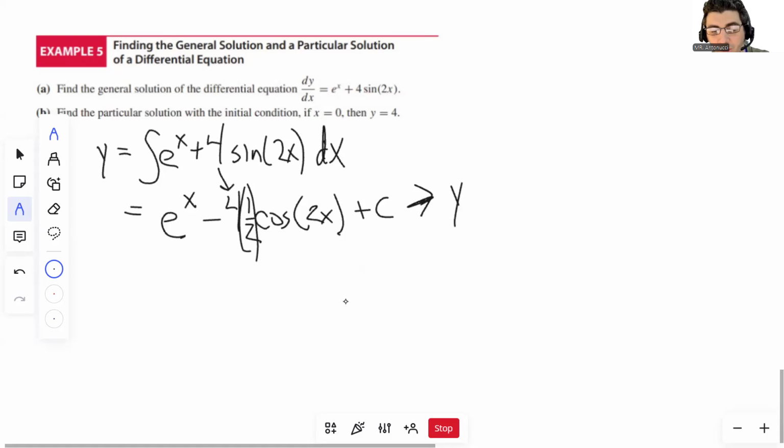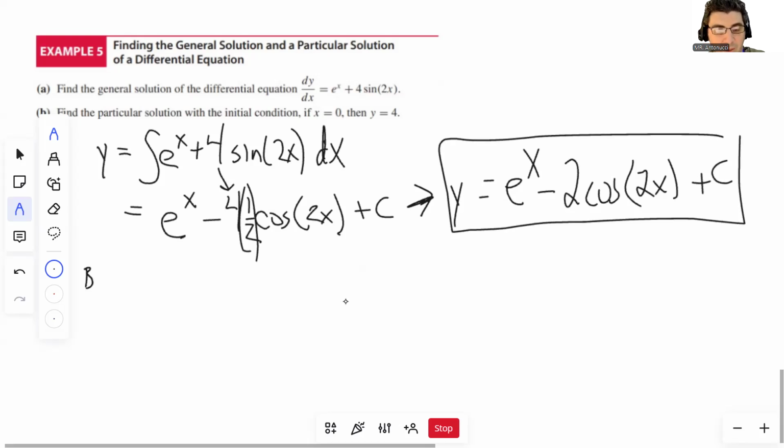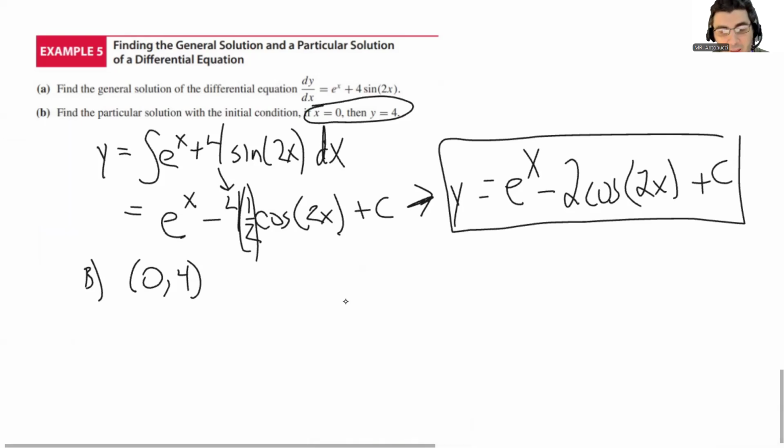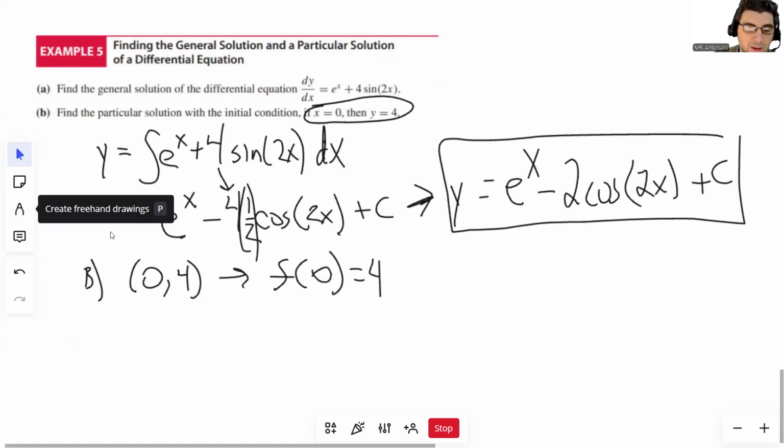So this would give us y equals e to the x minus 2 cosine of 2x plus c. All right, and that is our general solution. So for part B, we're going to use the point (0, 4). Okay, x equals 0, y equals 4. They might tell it to you like that. They might give it to you as a point. They might give it to you in function notation, f of 0 equals 4. All three of those are different ways to communicate the same idea.